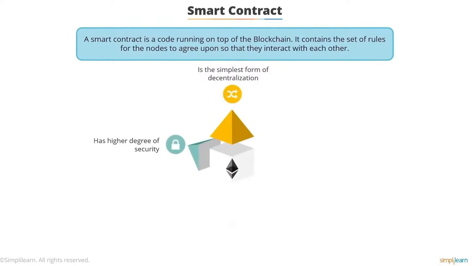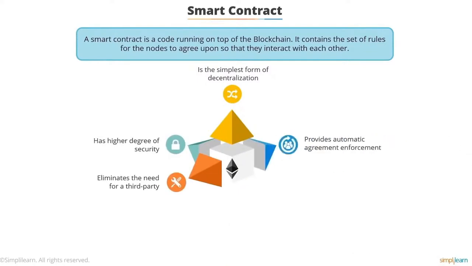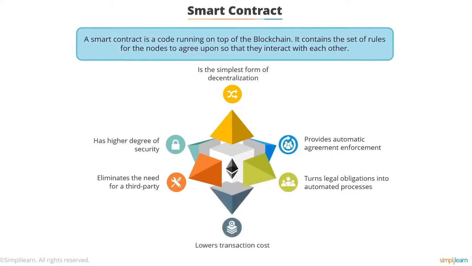Second, it provides a high degree of security. Third, it eliminates the need for a third party. Fourth, it provides automatic agreement enforcement. Fifth, it turns legal obligations into automated processes. And lastly, it lowers the transaction cost.